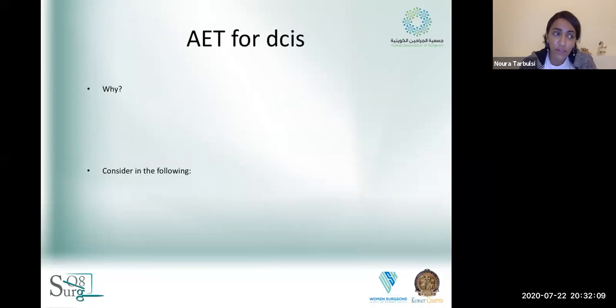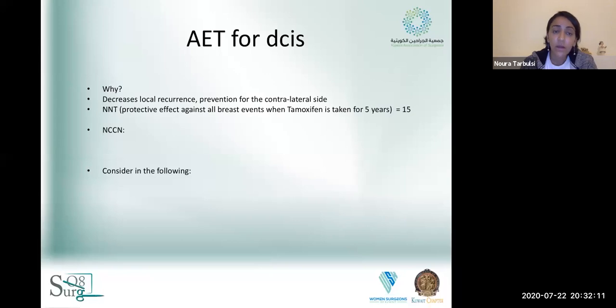Anti-estrogen therapy for DCIS. Again, it decreases the local recurrence in the ipsilateral side, and it's a preventative medicine for the contralateral side. The number needed to treat is 15. So basically, for each 15 women taking tamoxifen after DCIS treatment, you are preventing a recurrence in one of them, which is not bad.